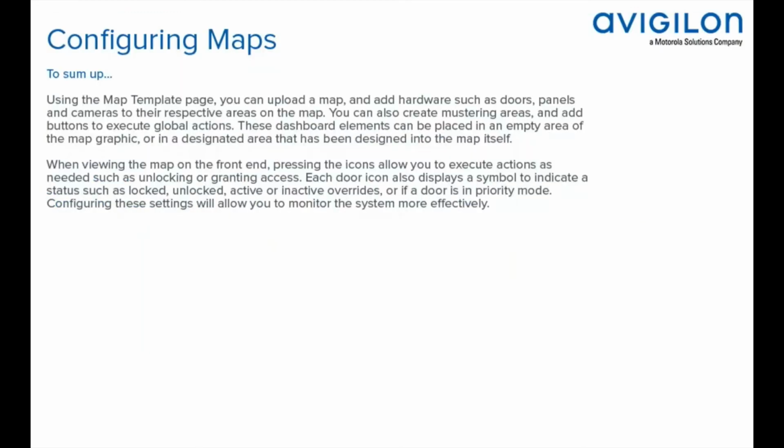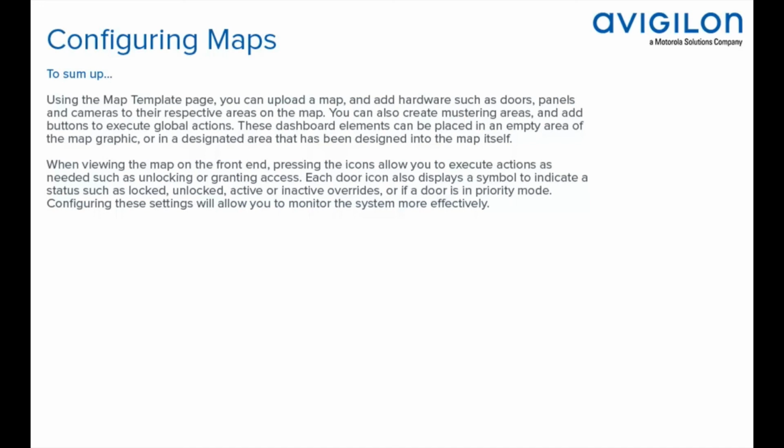To sum up, using the Map Template page, you can upload a map and add hardware such as doors, panels, and cameras to their respective areas on the map. You can also create mustering areas and add buttons to execute global actions. These dashboard elements can be placed in an empty area of the map graphic or in a designated area that has been designed into the map itself.